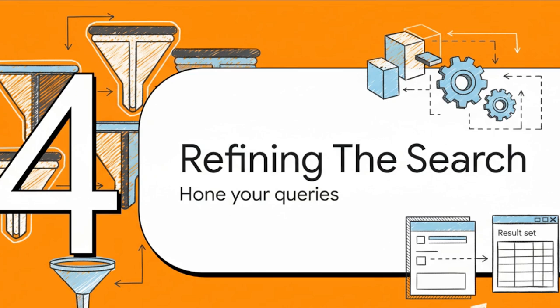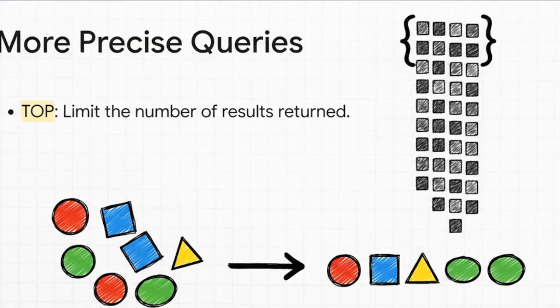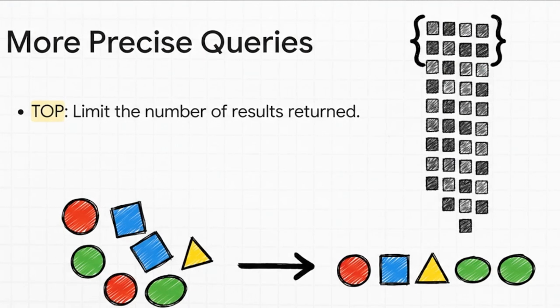SQL gives us tools to not just filter the data, but to actually shape the final result into exactly what we need. Let me show you. Two really great tools for this are TOP and DISTINCT. Imagine your query finds thousands of results, but you really only need to see the first few. Well, TOP lets you limit that output. Super handy. And DISTINCT is great for cleaning things up by getting rid of any duplicate rows in your results.